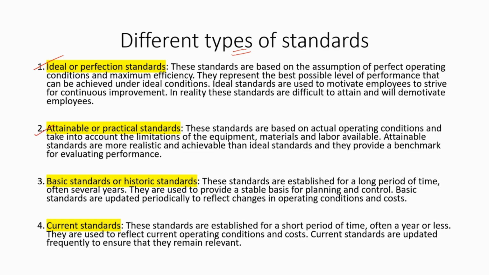Attainable or practical standards. These standards are based on actual operating conditions and take into account the limitations of equipment, materials, and labor available. Attainable standards are more realistic and achievable than ideal standards, and they provide a benchmark for evaluating performance. Basic standards or historic standards. These standards are established for a long period of time, often several years. They are used to provide a stable basis for planning and control. Basic standards are updated periodically to reflect changes in operating conditions and costs.